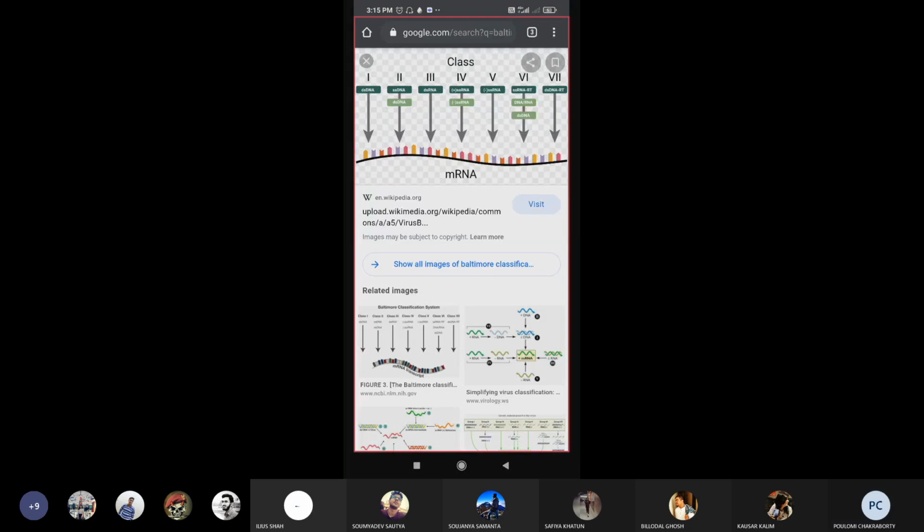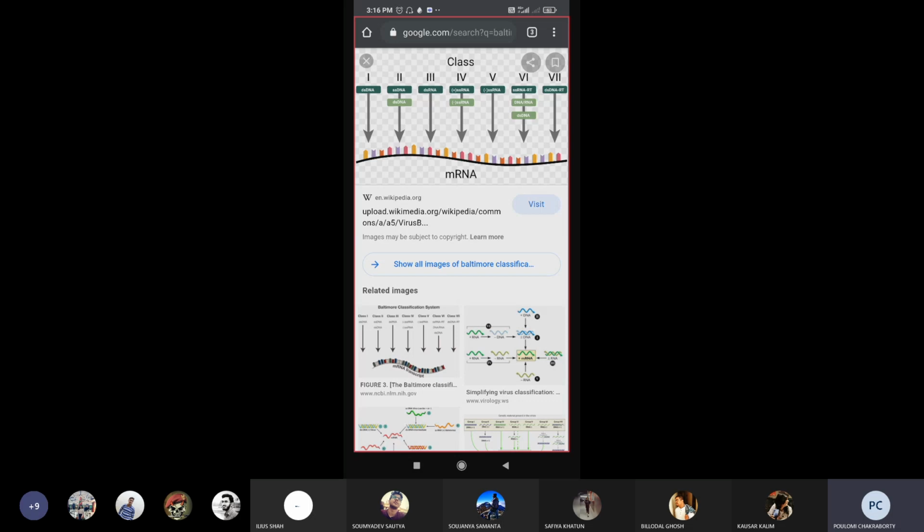Next one is the double-stranded RNA virus. It's a very rare virus. Some viruses are highly pathogenic, and if they have double-stranded RNA, they are mainly pathogenic. I mean every virus is pathogenic, but they show more pathogenicity. So from that double-stranded RNA, they have to make a single-stranded mRNA.